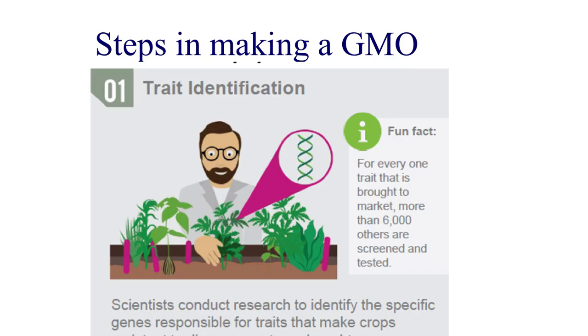So the first step in making a GMO is to find another plant. Oh, this trait would be good in my crop. So you've got to identify that trait and do a lot of experimentation to see how you can isolate that gene that you want to insert into another.